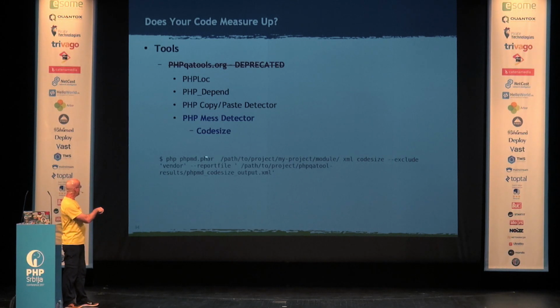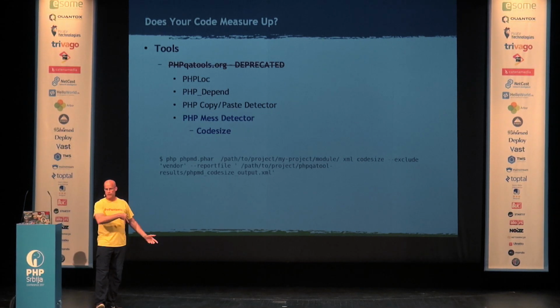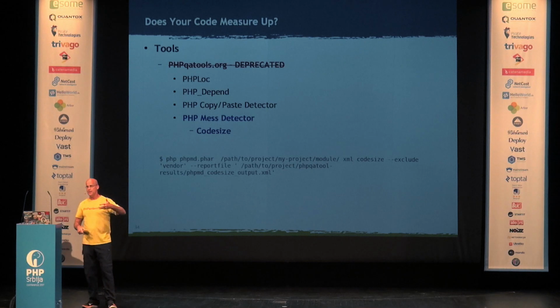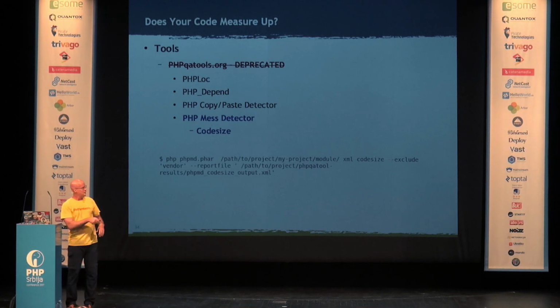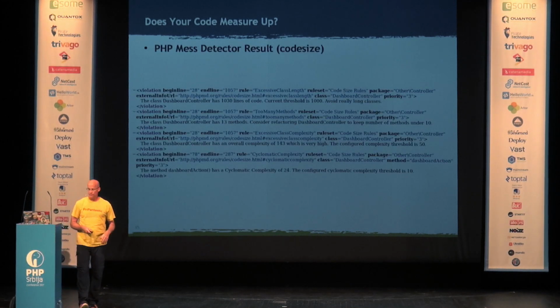So we call it as phpmd.phar. We tell it the path to the project. The next one we're doing here is I'm putting XML, because I want it to give me XML output. You can do it as text output. I want XML. XML is a little bit more readable for this report, and I'll show you in just a moment. I'm telling it code size, because that's the rule set that I want Mess Detector to use for this run. I'm telling it to exclude the vendor directory. I'm telling it to output the report file to an XML file. And that looks kind of like this.